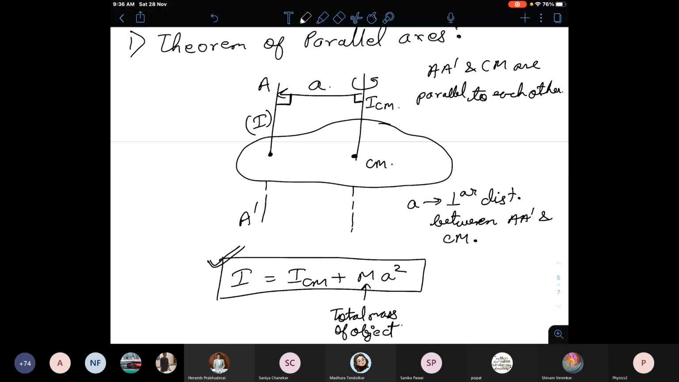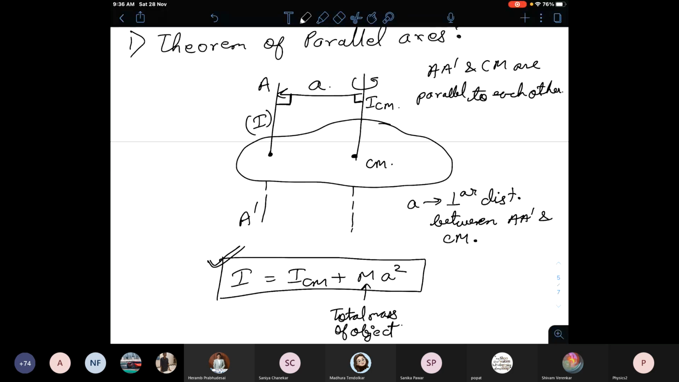Any doubts, anybody in this? I guess it is clear. Let's say that suppose you have to derive this. If you want to derive this, it is derivable, not an issue. It is not important, but still we will do this.